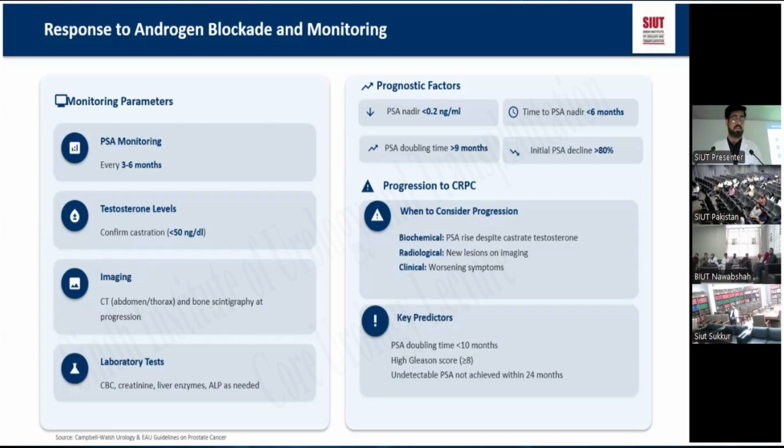So how come you know that a person becomes hormone refractory? A simple test. Anybody from the audience, particularly residents.